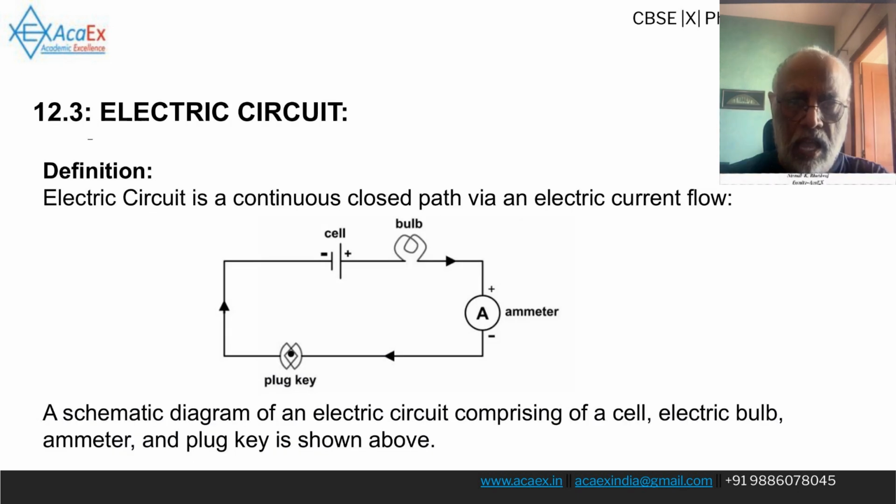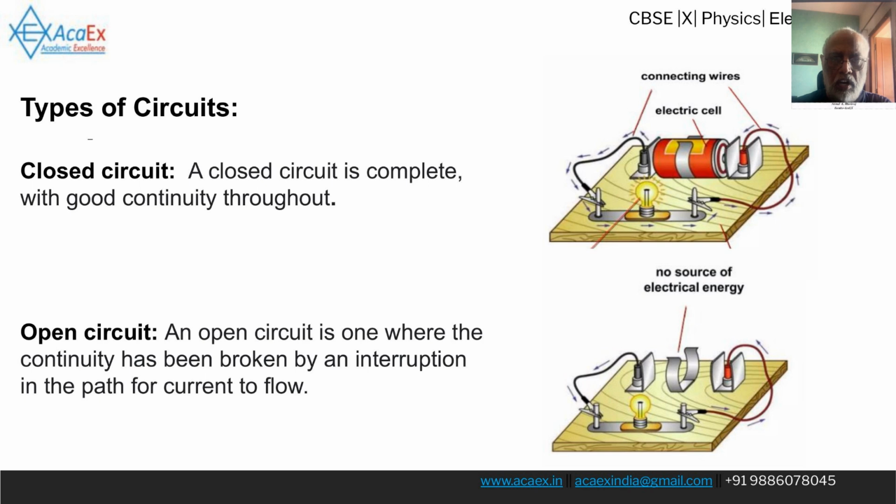Electric circuit. An electric circuit is a continuous and closed path through which an electric current can flow. The slide shows a schematic diagram of a simple electric circuit which includes a cell, an electric bulb, an ammeter, and a plug key. There are different types of circuits. Closed circuit. A closed circuit is a complete, unbroken path that allows current to flow. The image shows a circuit with a battery and a lit light bulb, indicating a complete path.